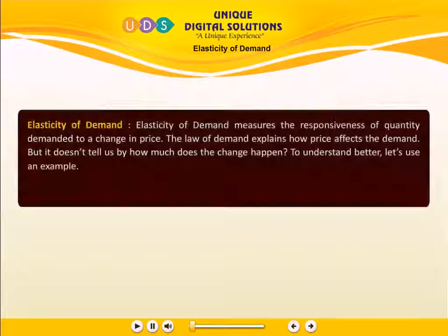Elasticity of demand. Introduction to elasticity. Elasticity of demand measures the responsiveness of quantity demanded to a change in price. The law of demand explains how price affects the demand, but it doesn't tell us by how much the change happens. To understand better, let us use an example.